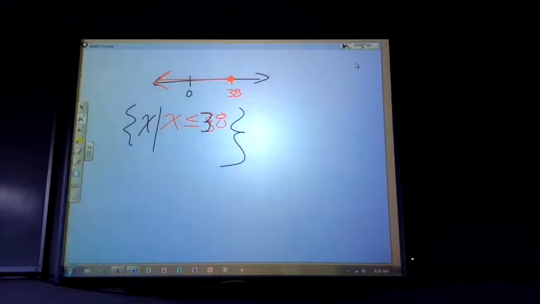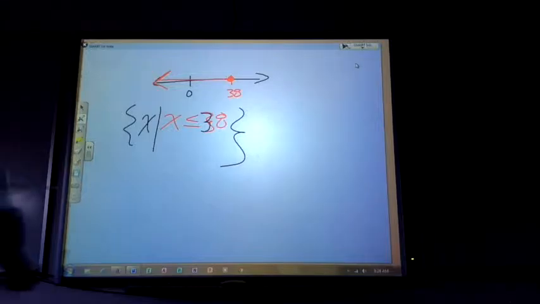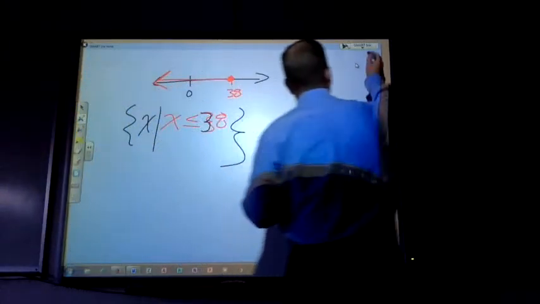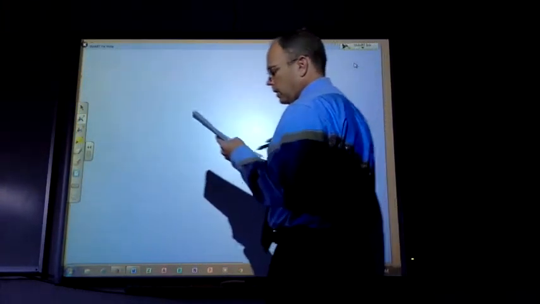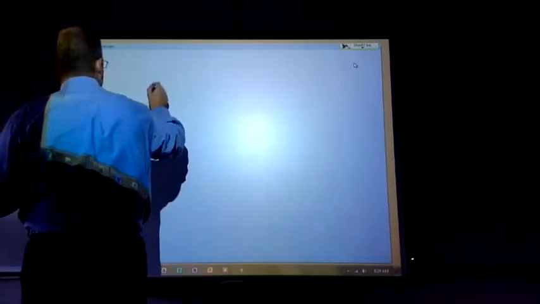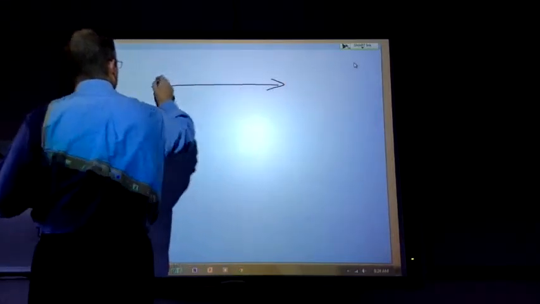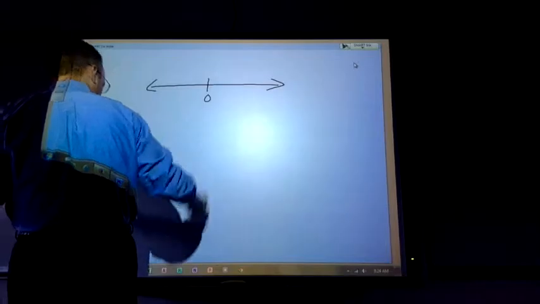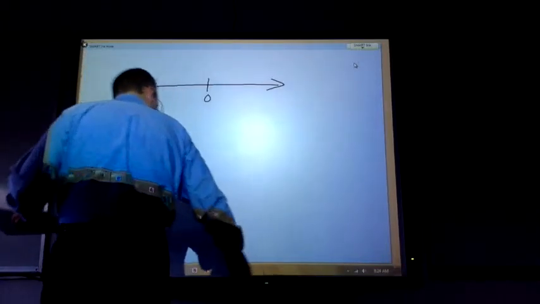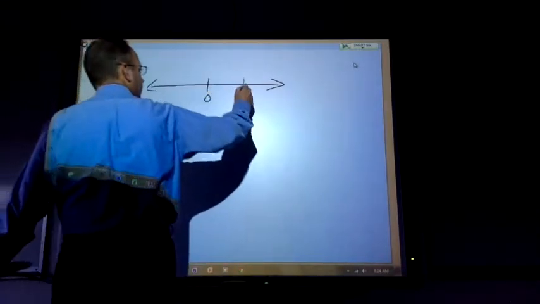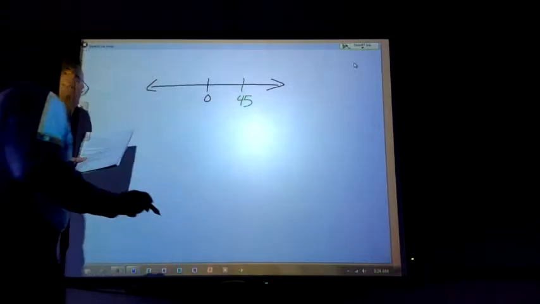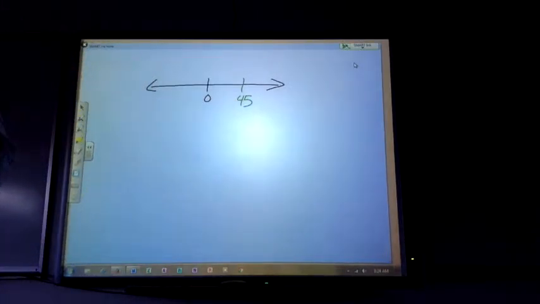The minimum speed on a highway is 45 miles per hour. So let's draw the number line. 0's here. It's 45 where? Right or left? Right. The minimum speed on the highway is 45 miles per hour. Can I go slower than 45?